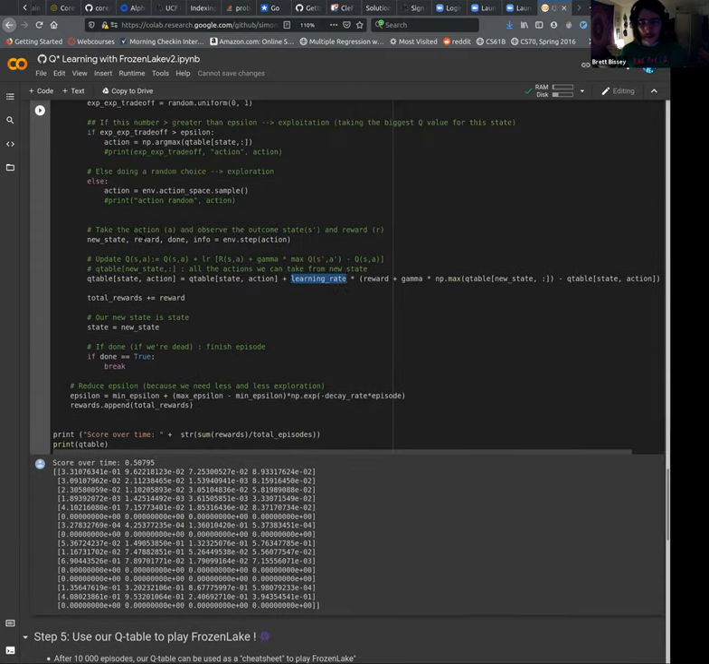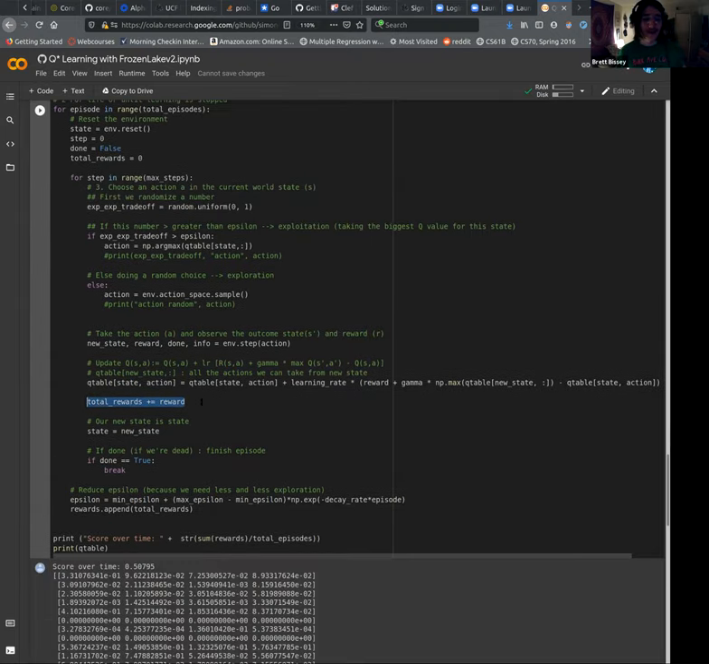Okay, so once we update our Q table, we can increment our total rewards. In this game, I believe you only get a reward at the end, so the total reward is only going to be updated at the end. But then we set state equal to new state or next state. We break from this loop if the game is finished.